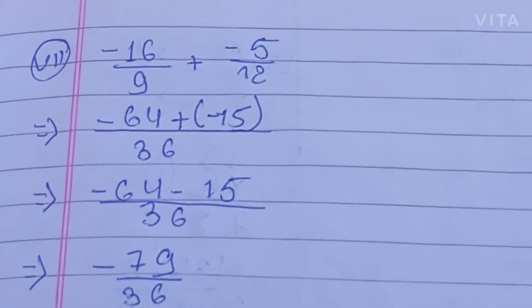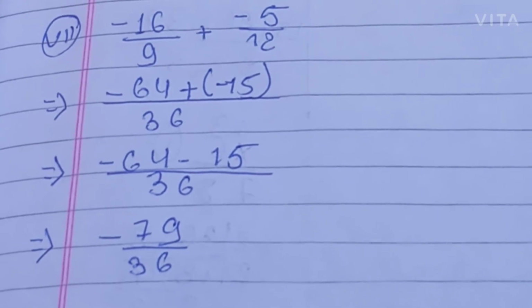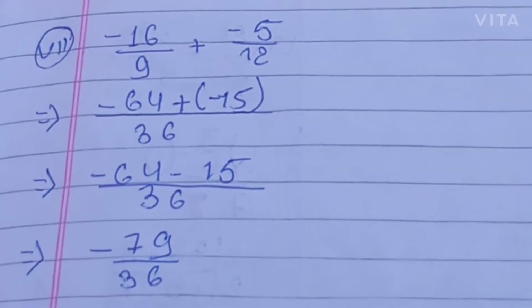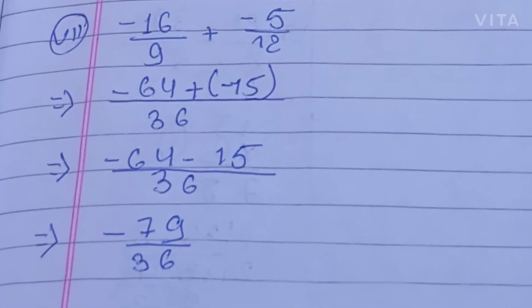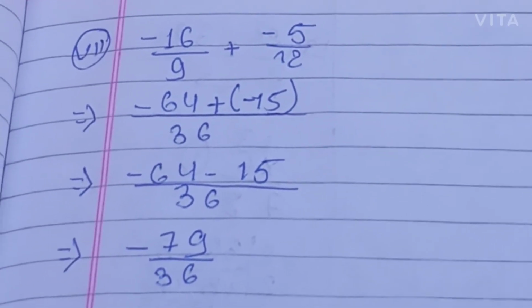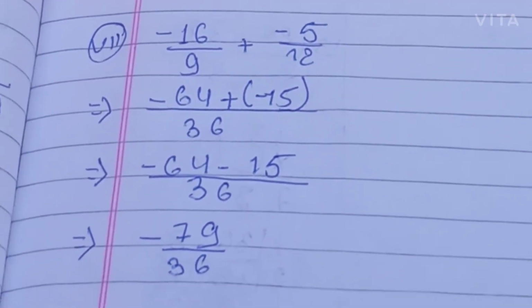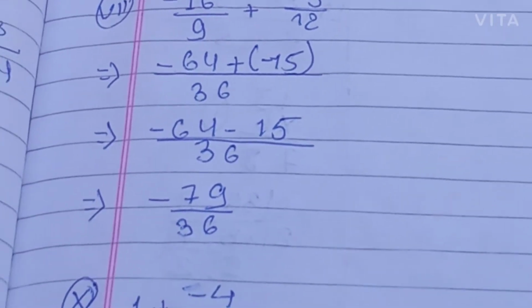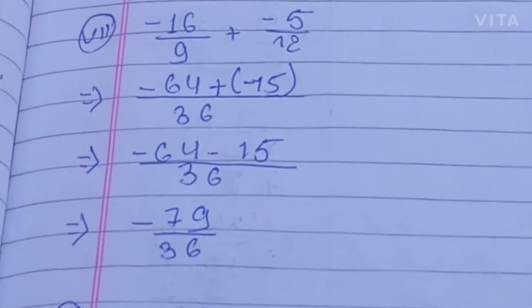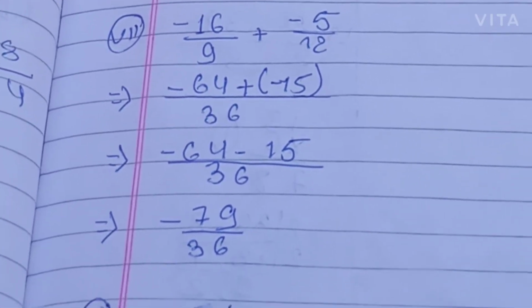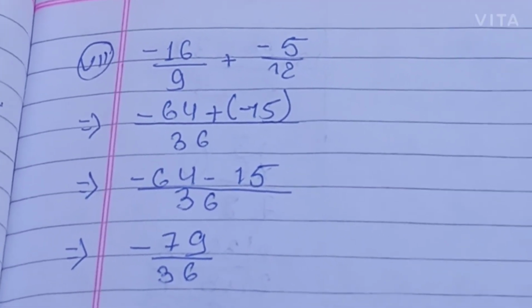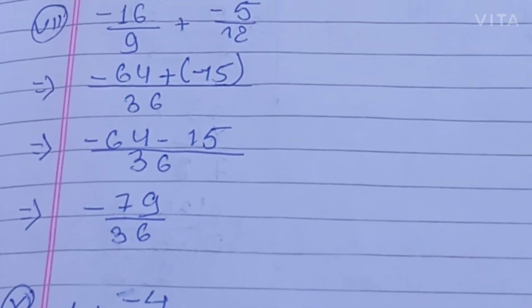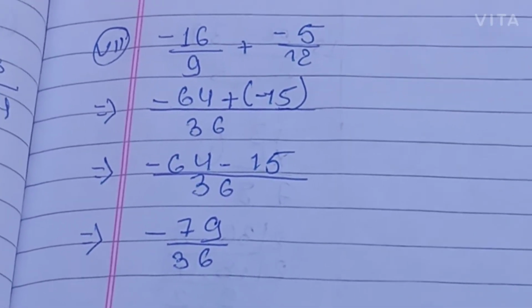Here first we have to add minus 16 by 9 plus minus 5 by 12. So first we have taken the LCM 36. Then we have changed the numerator into minus 64 plus minus 15. Then we have changed the sign, and we got minus 64 minus 15 by 36. As we have the same sign, we will add here. After adding, we get minus 79 by 36. So this is the final answer.